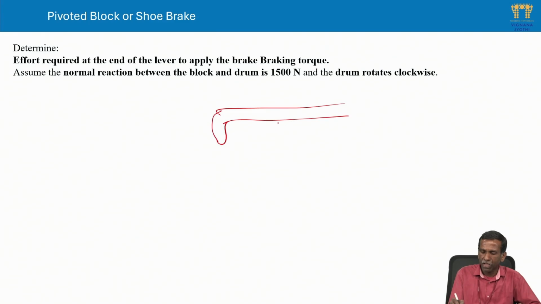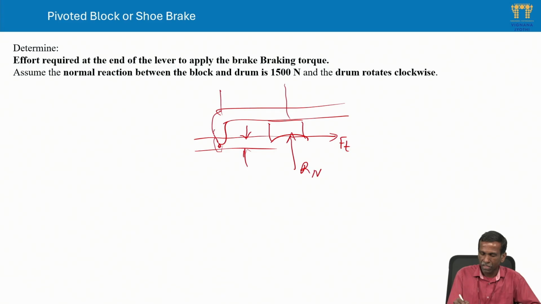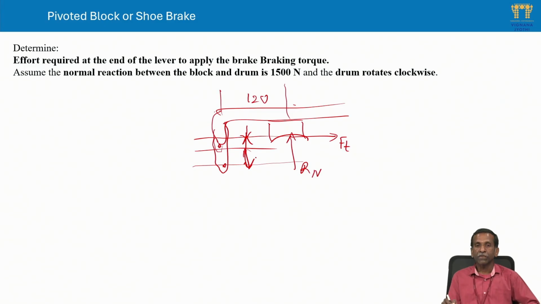This is the block, let us say. This normal reaction Rn is also given, and this is mu dash Rn, Ft, in this pivoted block brake. This distance, pivot to the frictional line of action, is given as 280, and this is 120 given. Of course, you need to show the diagram like this because the distance is more than 120, so here you are showing a large distance, and here also you need to show the distance accordingly. This is 280.